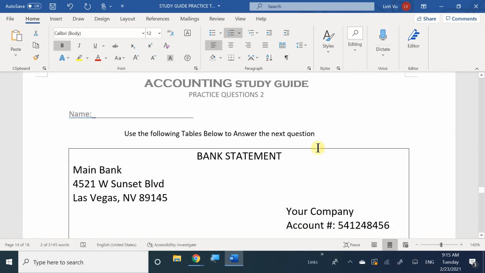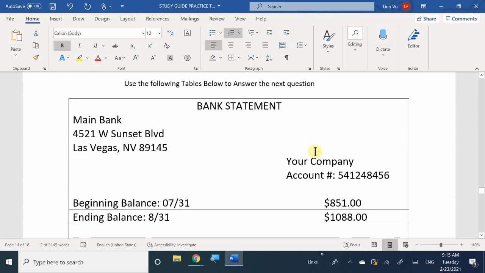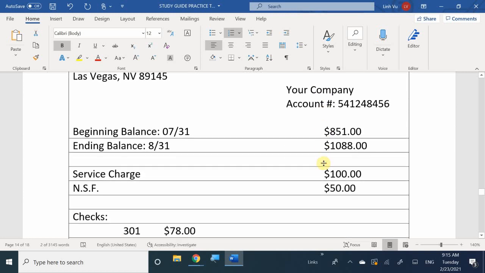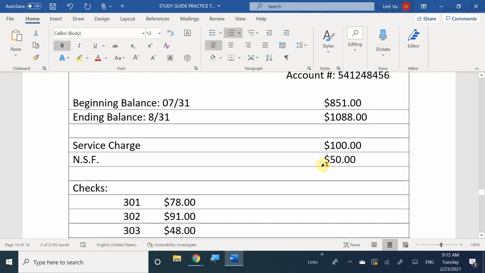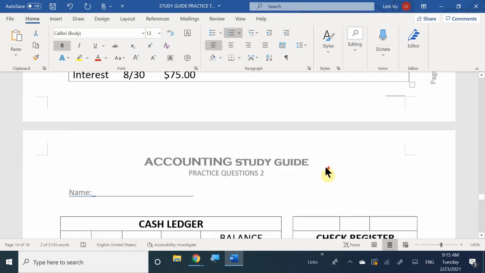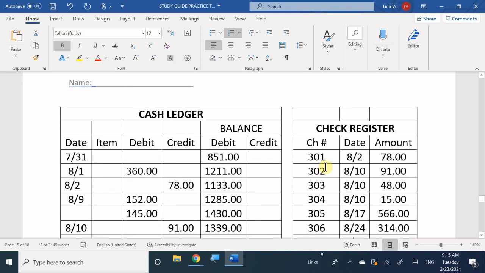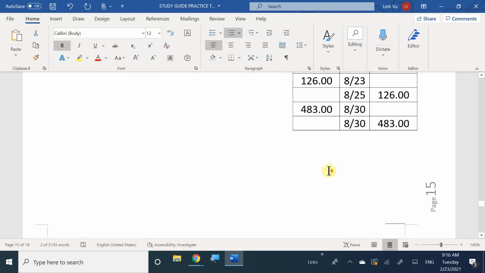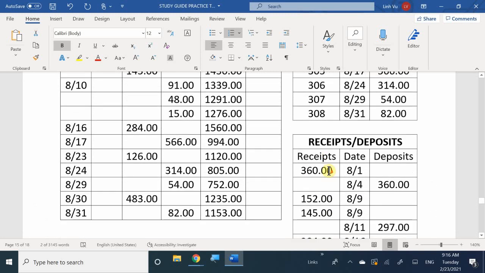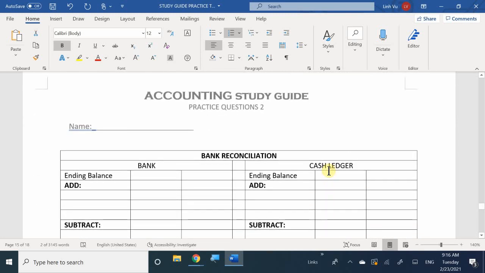All right, so use the following tables below to answer the next question. So again, this is a bank reconciliation. Here is an example of a bank statement. Down below is an example of your cash ledger, as well as your check register, as well as your deposits right below.